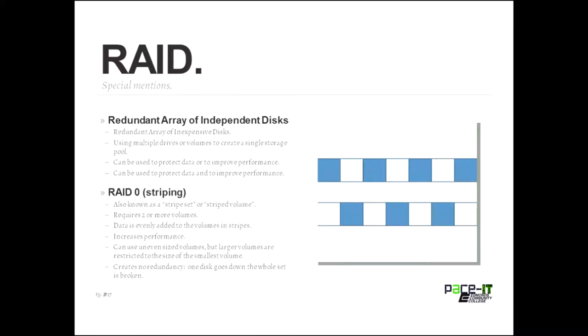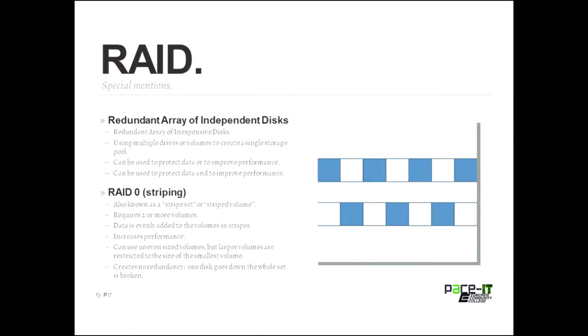The first one that you need to know about is RAID 0, also known as striping. It can also be known as a striped set or a striped volume. RAID 0 requires two or more volumes, and the data is evenly added to the volume in stripes. It'll write a chunk to one drive and write the next block of data to the other drive, and it goes back and forth between them, and it really increases performance, both write and read, compared to a single drive.